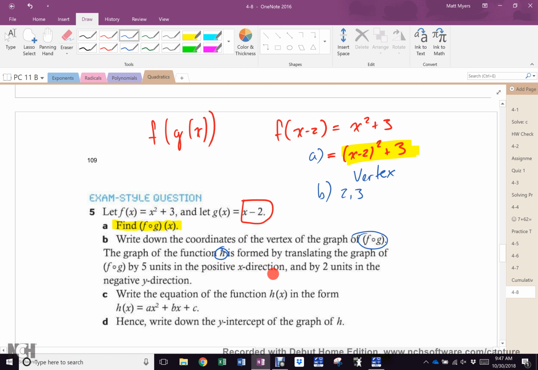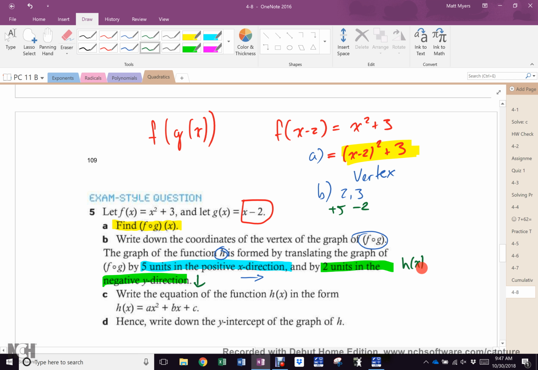By how many spaces? 5 units in the positive x direction, which is what direction? Right. And 2 units in the negative y direction, which is what direction? Down. So this vertex is going to move where? 5 positive on the x. So what happens to 2? We add 5. Yeah. And what happens to 3? We minus 2. So now we have a new function, don't we?